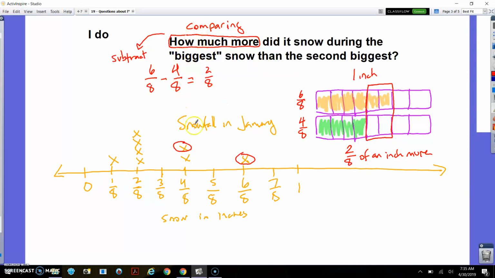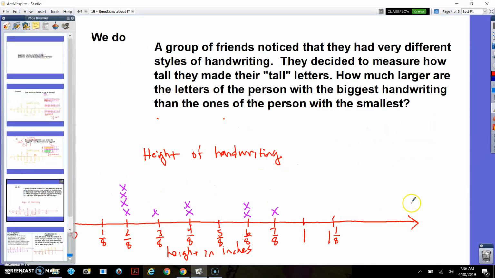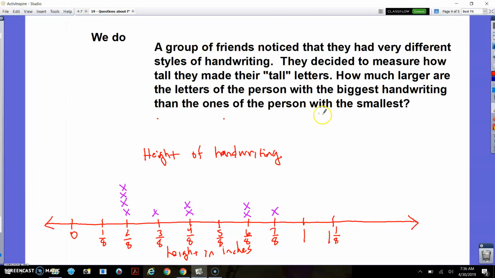Okay? That's it. Open up your math notebook and let's do one together. If you can find yesterday's, we're going to use the same chart, and if you have room, you can work out a slightly different question. Yesterday the question was different, but the beginning was the same. We looked at this situation yesterday where kids measured their handwriting in inches, and today we're going to ask, how much larger are the letters of the person with the biggest handwriting than the ones of the person with the smallest handwriting?